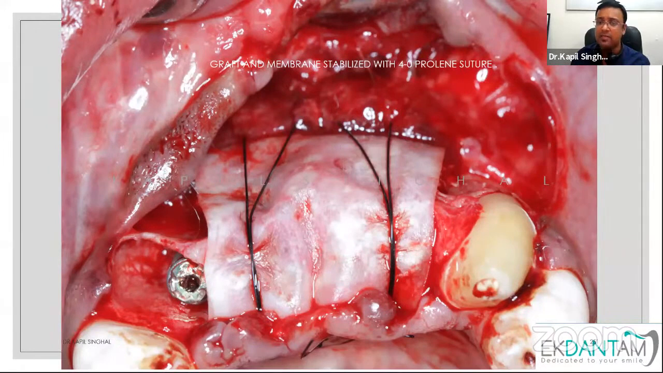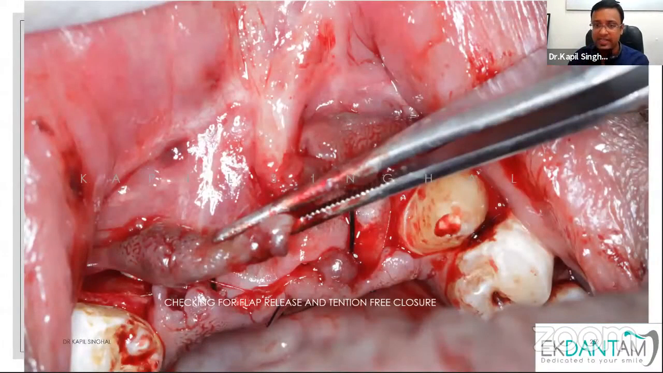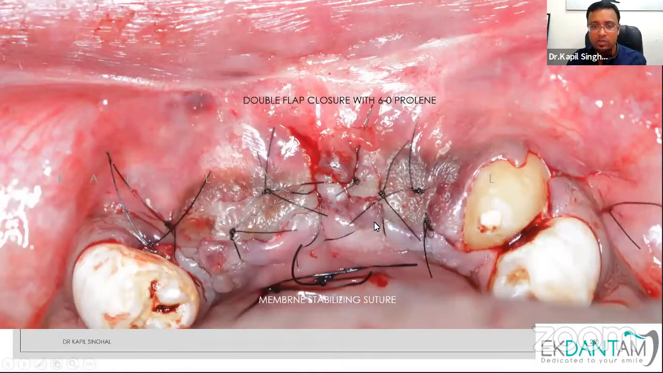Okay, and the sutures that I've used to stabilize my collagen membrane, I'll leave them for 1 month. I will not remove them before 1 month. And see that periosteal release that we have done helps us to gain good primary closure. So these are 6-0 sutures. We did the suturing. This is the double flap closure. We gave some horizontal mattress and interrupted sutures.